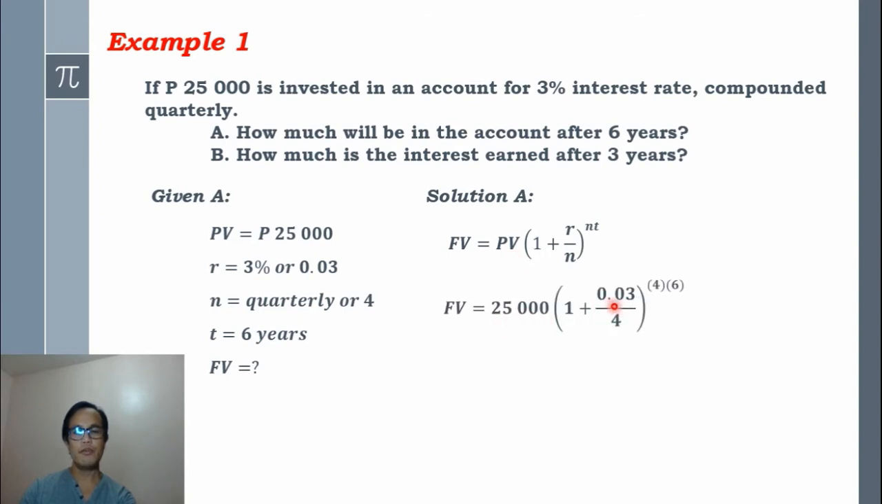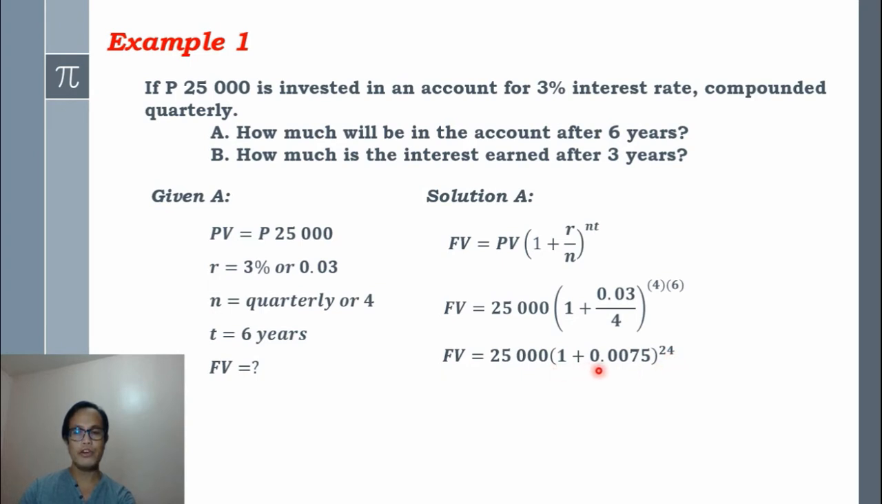The rate is 0.03 over the number of compounding periods, which is 4, raised to 4 times the number of years, which is 6. Then afterwards, we simplify by dividing 0.03 by 4 and multiplying 4 times 6. So 0.03 divided by 4 is 0.0075. Then 4 times 6 is 24.